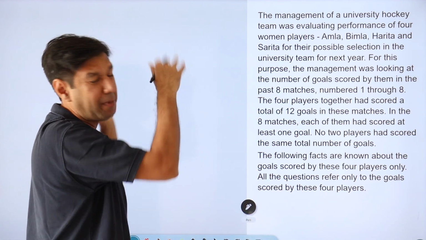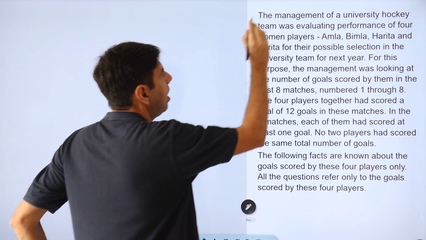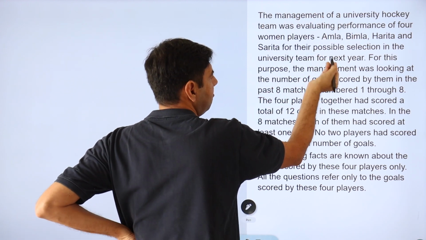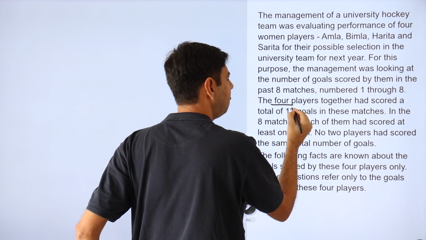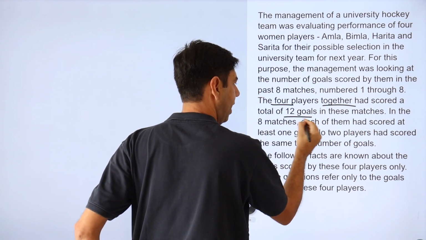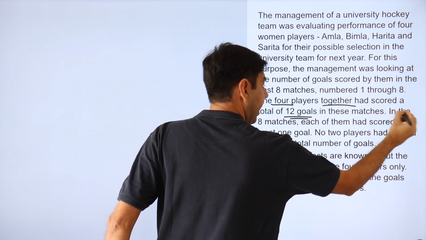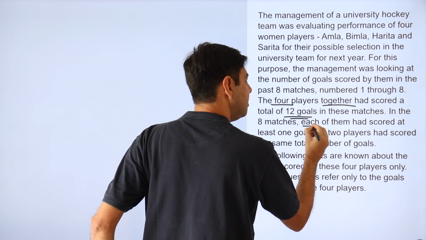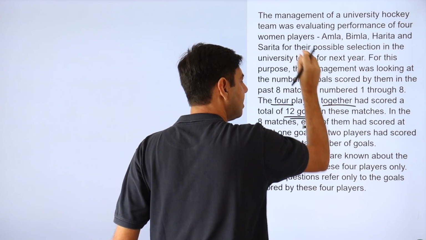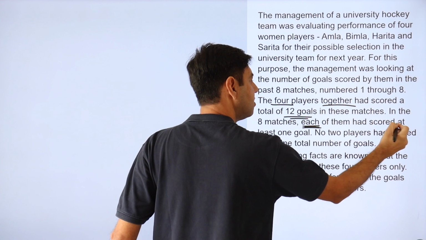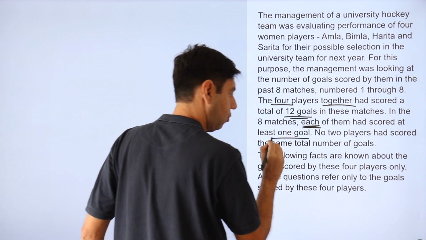Again, it's not going to be mind-bogglingly difficult, but A, B, H and S are the 4 players, 8 matches, numbered 1 to 10, the 4 together scored 12 goals in the 8 matches. When each comes in, you have to replace it with the words Amla, Bimla, Harita, Sarita. Each of them had scored at least 1 goal.